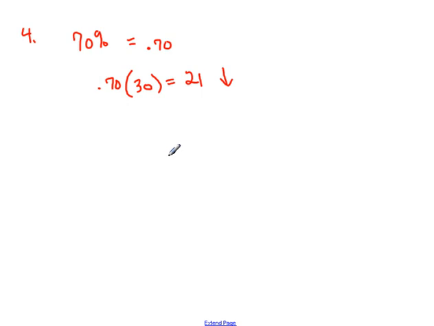Well, they didn't ask how many scored lower, they asked what is his rank. Well, there's 30 students in the class and 21 scored lower, so if you subtract, you get that Larry's numerical rank is 9th.